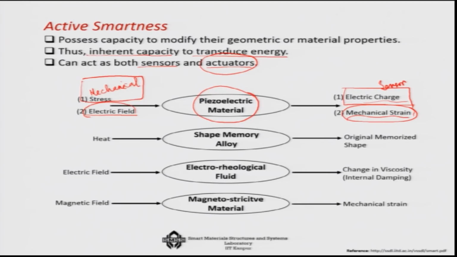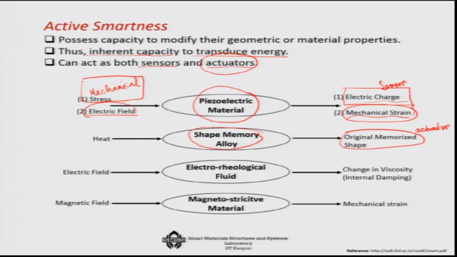There are other materials which cannot be used as both sensors and actuators, like shape memory alloy. If you apply heat, there will be a geometry change in the system. So, that geometry change can be used in terms of generating mechanical forces. In this case you are using a non-mechanical input and you are getting a mechanical output from the system. This kind of thing can be used in building an actuator.